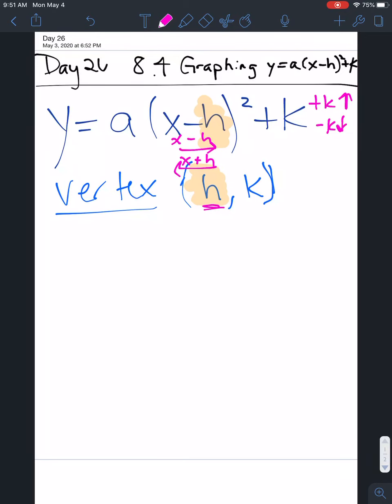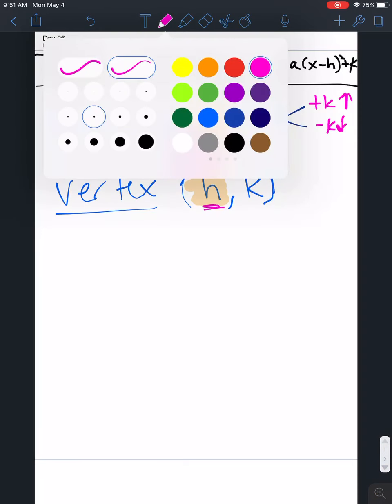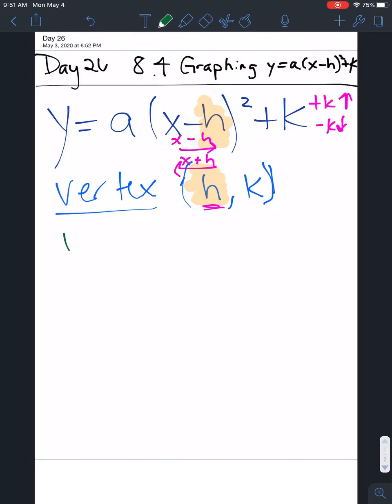Now the nice part about vertex form is there's only 4 easy steps in order to go through and solve. Your first step in vertex form in order to graph is to plot the vertex. The vertex is really easily seen in vertex form, so that's your first step.